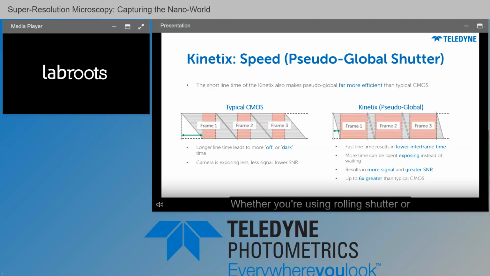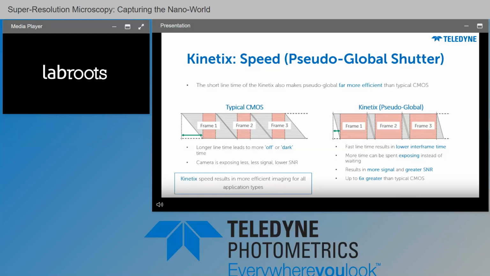Whether you're using rolling shutter or pseudo-global shutter, just by having a very fast line time, you get so many benefits that aren't immediately obvious. And so Kinetics speed results in more efficient imaging for all application types.